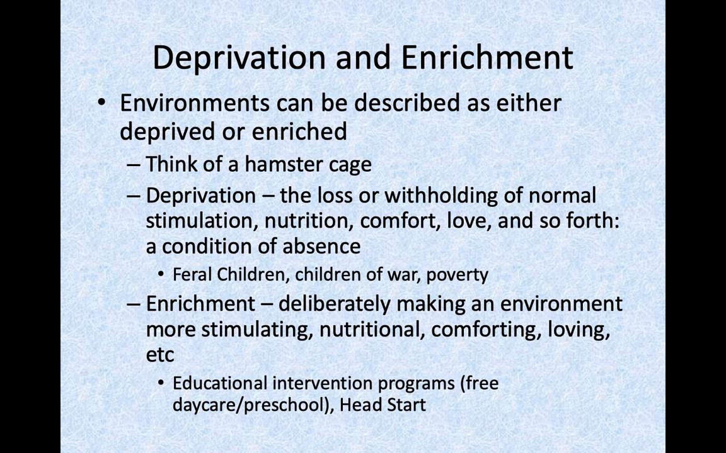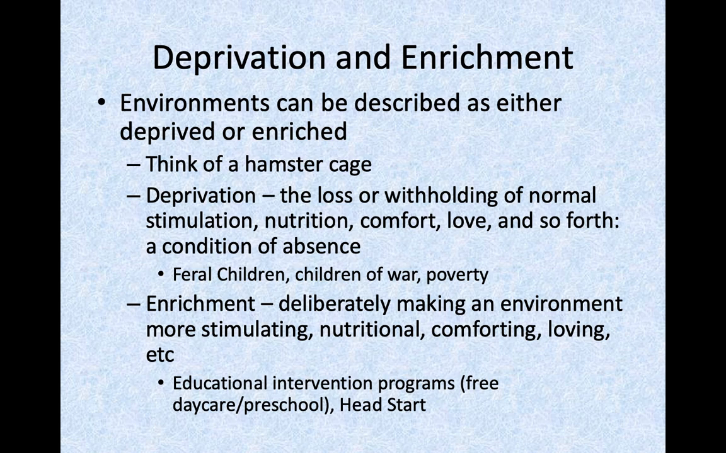Deprivation and enrichment. Environments can be described as either deprived or enriched. So think of a hamster cage. If you have essentially a clear plastic cage, a little bit of sawdust, food bowl, water, and maybe a wheel, that's just a basic hamster cage. But if you had a big hamster colony, a whole bunch of different plastic areas and tubes that they could go through and toys and other hamsters for them to play with, that would be an enriched cage.